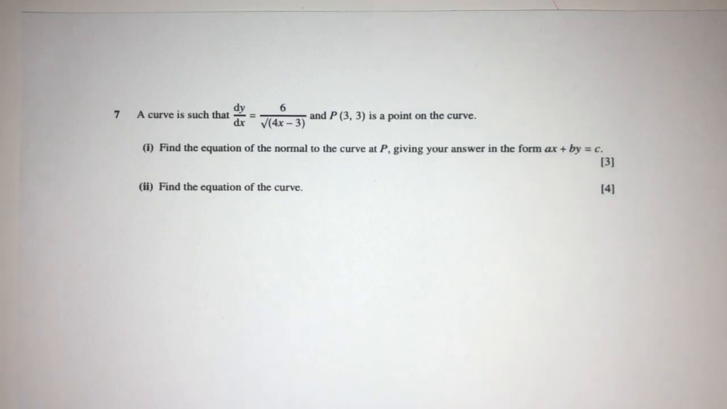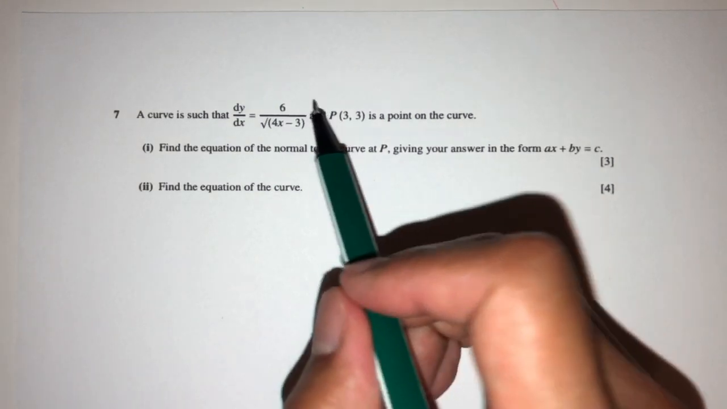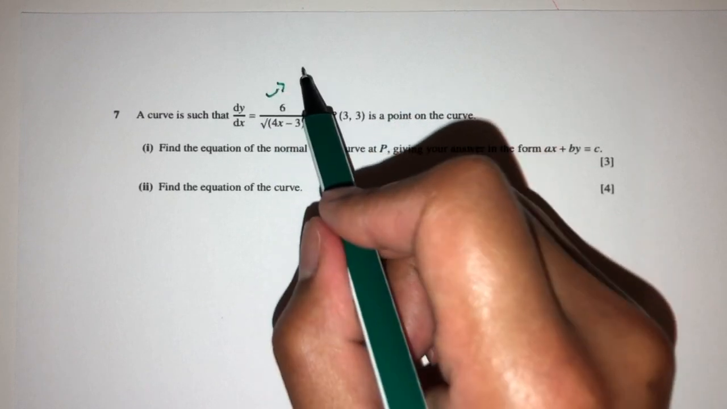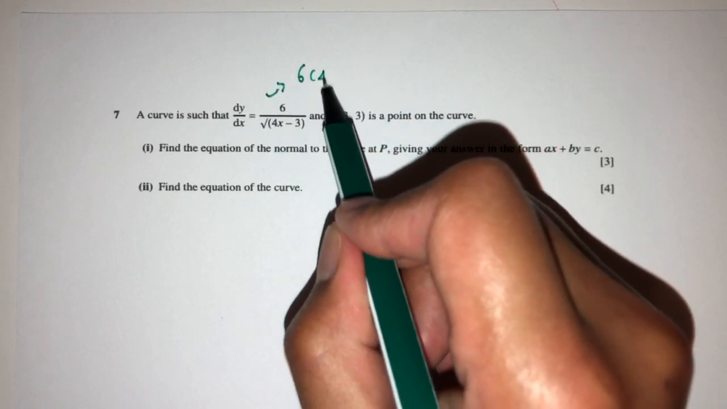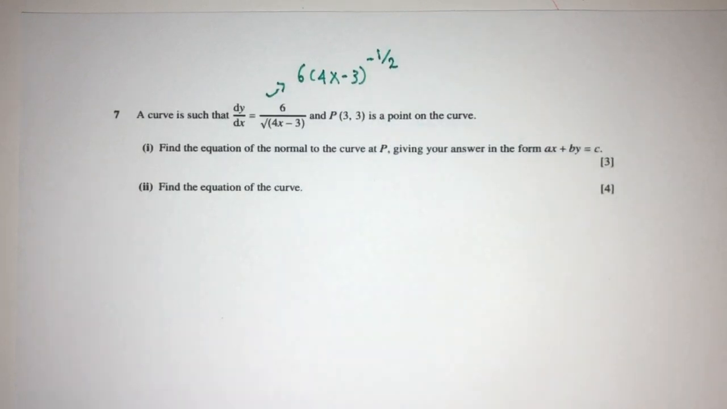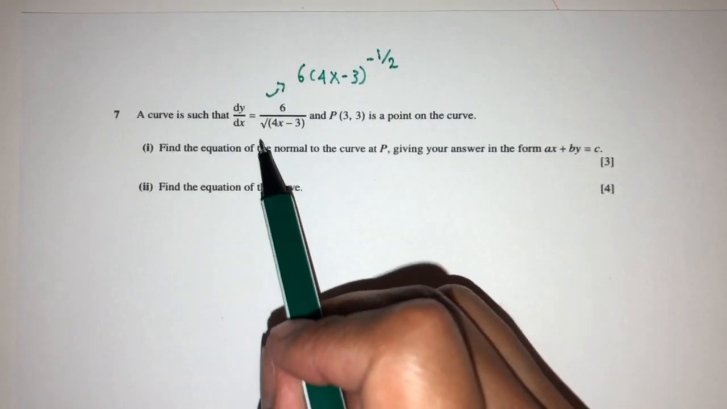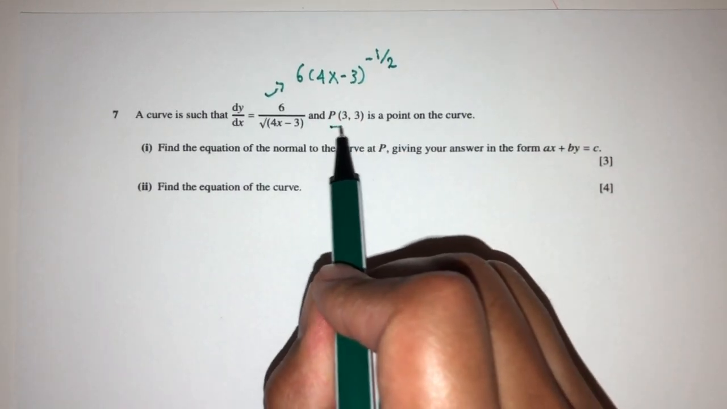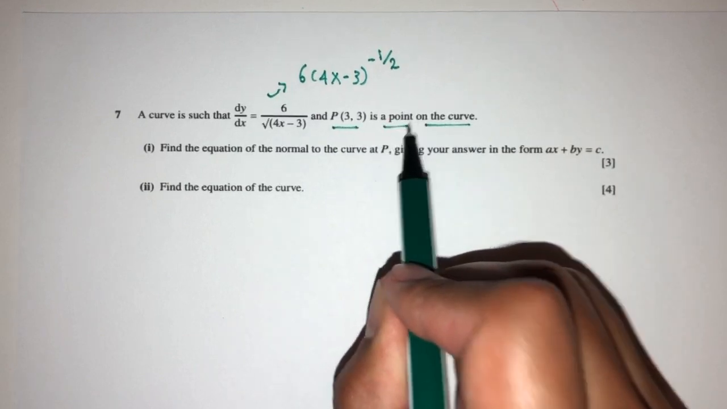Now for this question, a curve is such that dy by dx is equal to this. Now we realize that by doing a lot of questions, it is not easy to work with this. We always try to rearrange this as 6 (4x minus 3) power minus half. I hope it makes sense, because we know that root is simply power half, and when you bring something up, it will become a negative power. Now P(3, 3) is a point on the curve, it is a passing point on the curve.